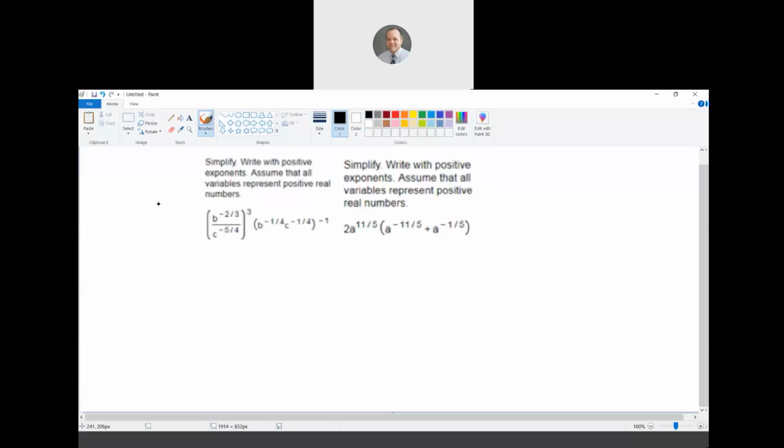The next question also has the same directions. Now, before we deal with the fraction, let's deal with the second part right here. That's easy to simplify because we're taking each exponent on the inside and multiplying it by the -1, again using the power rule. So that becomes now b to the positive 1/4 and c to the positive 1/4.